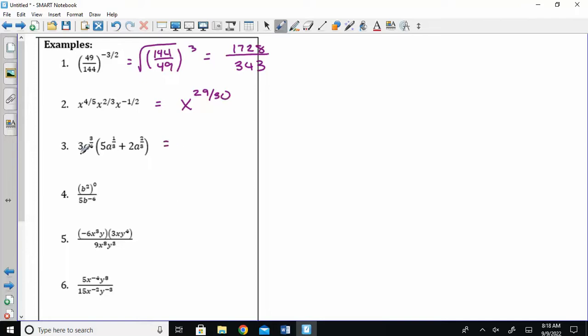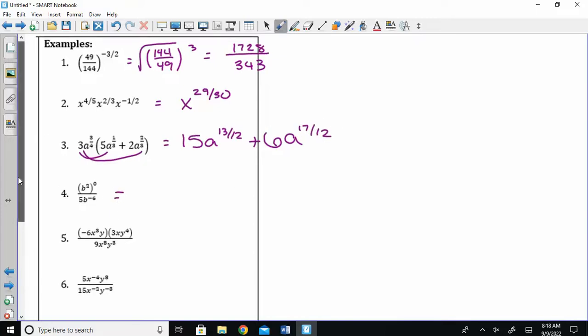Number 3, if we distribute, 3 times 5 is 15. With these a's, you would add your exponents. So 3/4 plus 1/3 is 13/12. Plus 2 times 3 is 6. A 3/4 plus 2/3, 17/12. And that's our final answer.